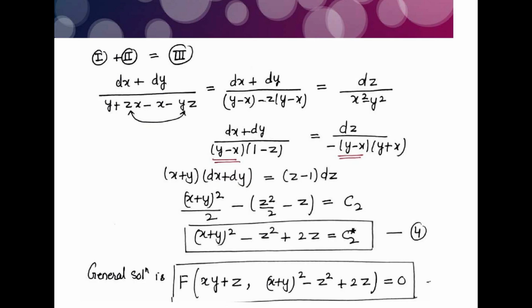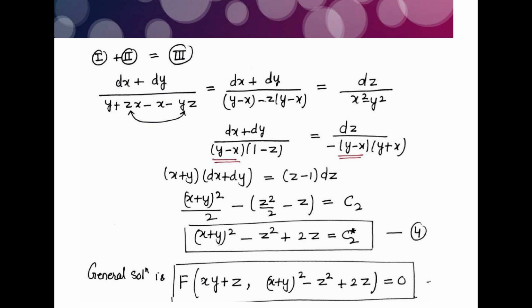Now for the second combination. As such, there is no hard and fast rule or any specific technique for finding these. You have to scan carefully what are the terms in numerator and denominator, how can we use these, and with practice you will learn these techniques. So let's try the next combination. Add first and the second term in auxiliary equation 2. We get dx plus dy over denominator will be y plus zx minus x minus yz.